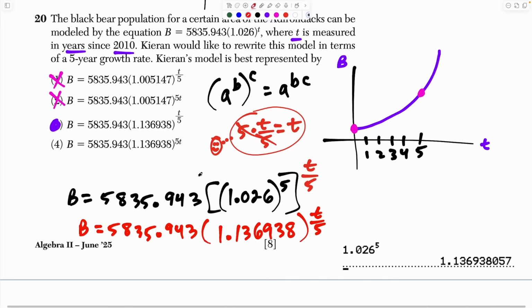Once again, notice how we're getting this base to the t over 5, which matches choice 3. The 5t power here just wouldn't make sense. The 5t power would be if we raised the original base to the 1/5 and then expressed it to the 5t, which choice 2 would be if we had applied it correctly, but the other way. That's not what's happening here. We're going with choice 3.